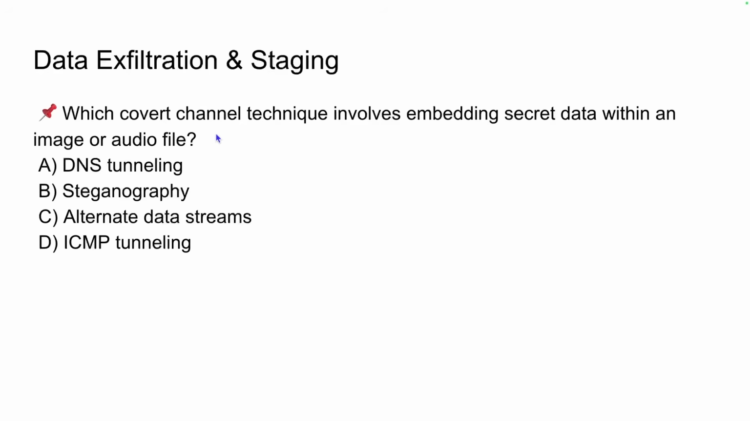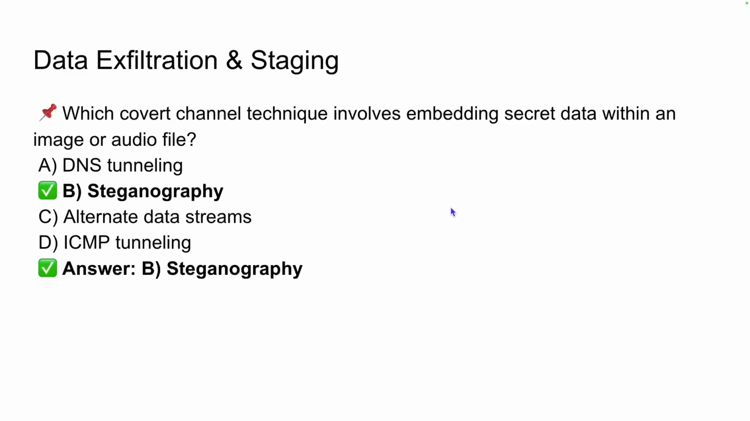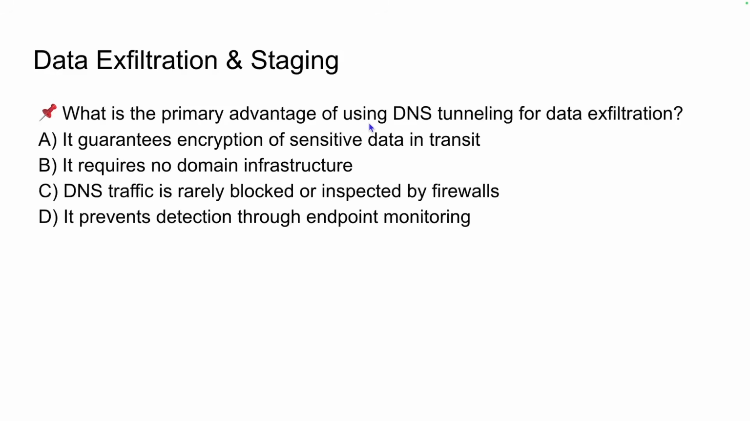So question number one, which covert channel technique involves embedding secret data within an image or an audio file? So this is a channel technique, and the big piece right here is embedding secret data within an image or an audio file. DNS tunneling is a legitimate technique that you can do, but that's not the answer here. Alternate data streams is also another legitimate technique that we talked about, but it's not the answer. ICMP is another legitimate technique we talked about, but it's not the answer. When it comes down to embedding data inside an image or an audio file, it's called steganography. There we go.